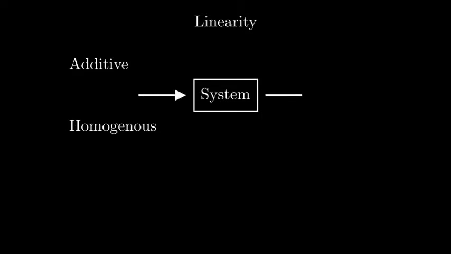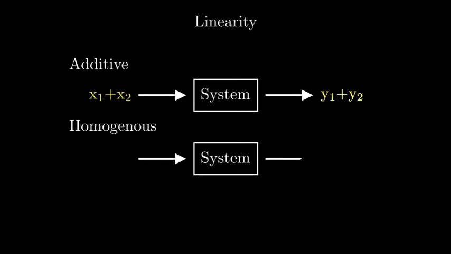Suppose we have a system, and for x1 input, when we pass it through the system, we get the corresponding output y1. And when we have x2 input, we get y2 as the corresponding output. So for x1 it's y1, for x2 it's y2. When we superimpose the input signals, x1 plus x2, if we get the superimposed individual output signals, then the system is said to be additive.